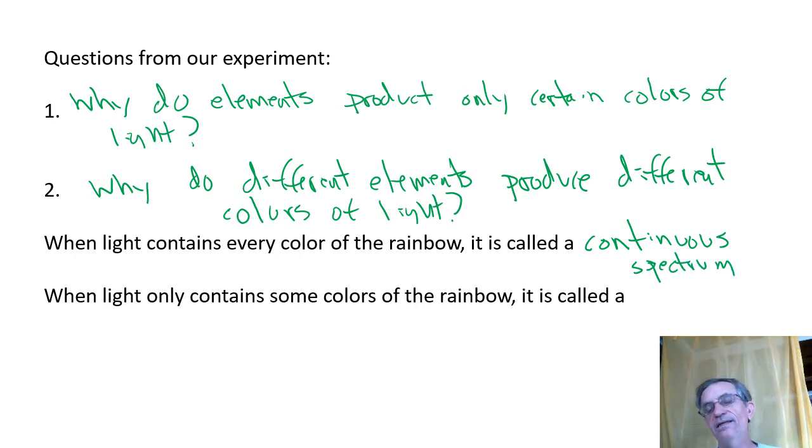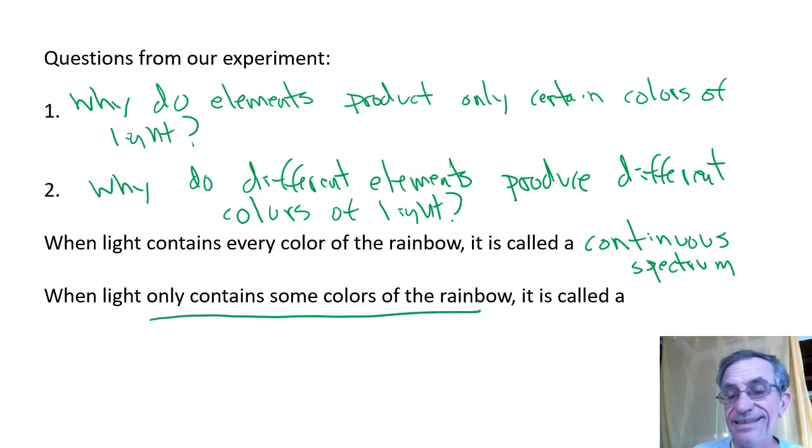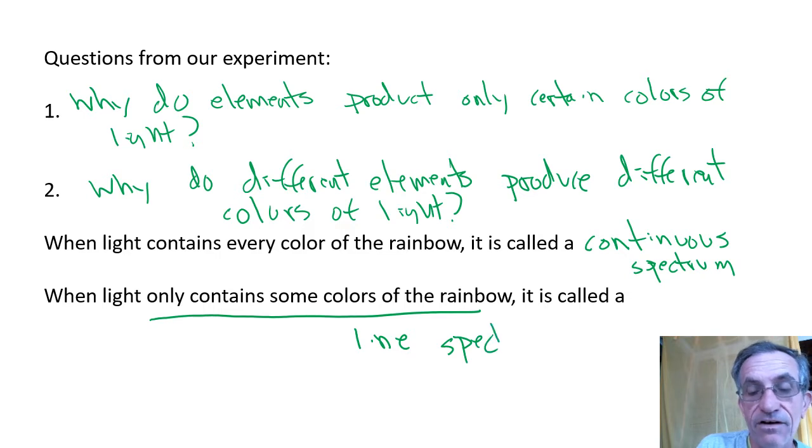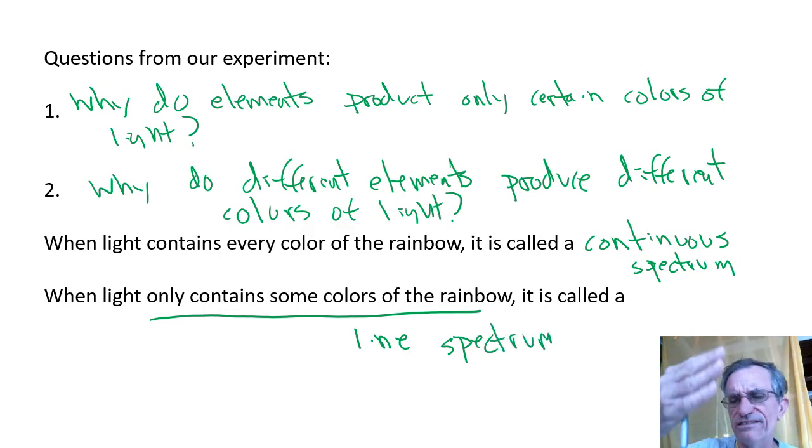And then when I showed you that diagram of what is happening with hydrogen or helium, or I think neon was on there too, I didn't really talk about it though. You only see certain colors of light. That's called a line spectrum. So elements give off only certain colors. They give off what's called a line spectrum. So only certain lines, only certain colors from the rainbow. All right, so with that little introduction, let's get into some details about light.